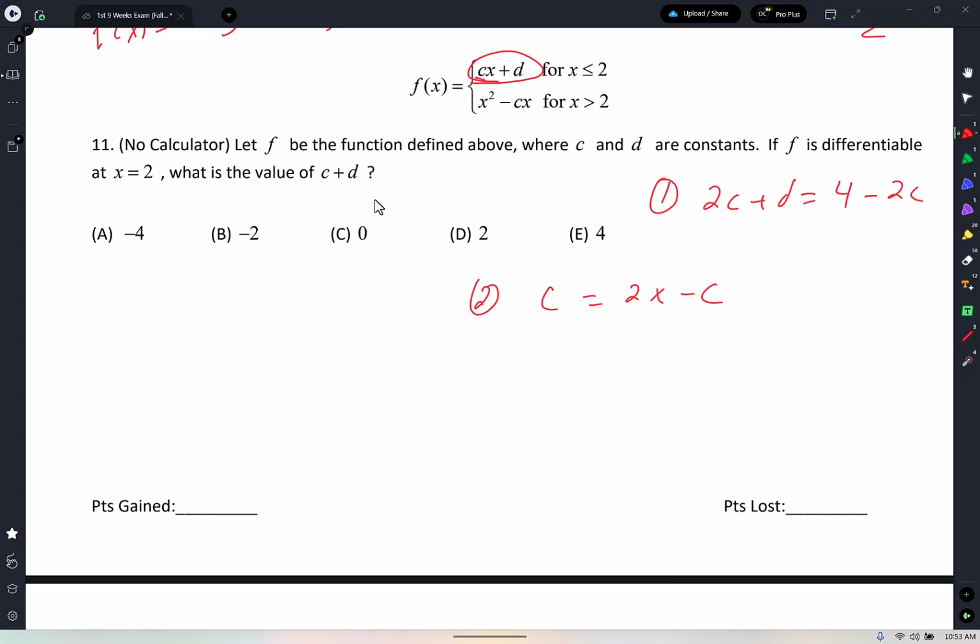I'm going to plug in what value? A 2. So 2c equals 4. Does everyone see where I got that? Because I moved the c to the left.